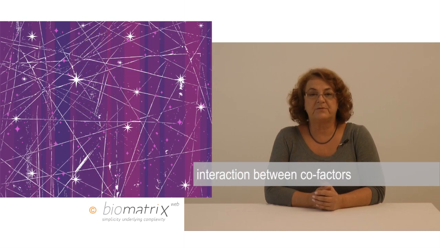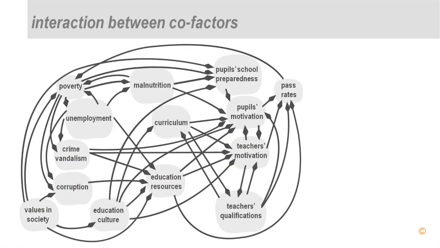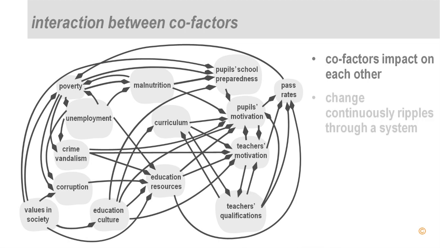We also learned previously that cofactors interact with each other. We have worked with that in the context of a systems dynamics model. So cofactors impact on each other, and as a result of that, change continuously ripples through the system. The external cofactors, internal cofactors, cofactors of the self of the system interact, impact on each other, they tap each other, and change is ongoing, change is.